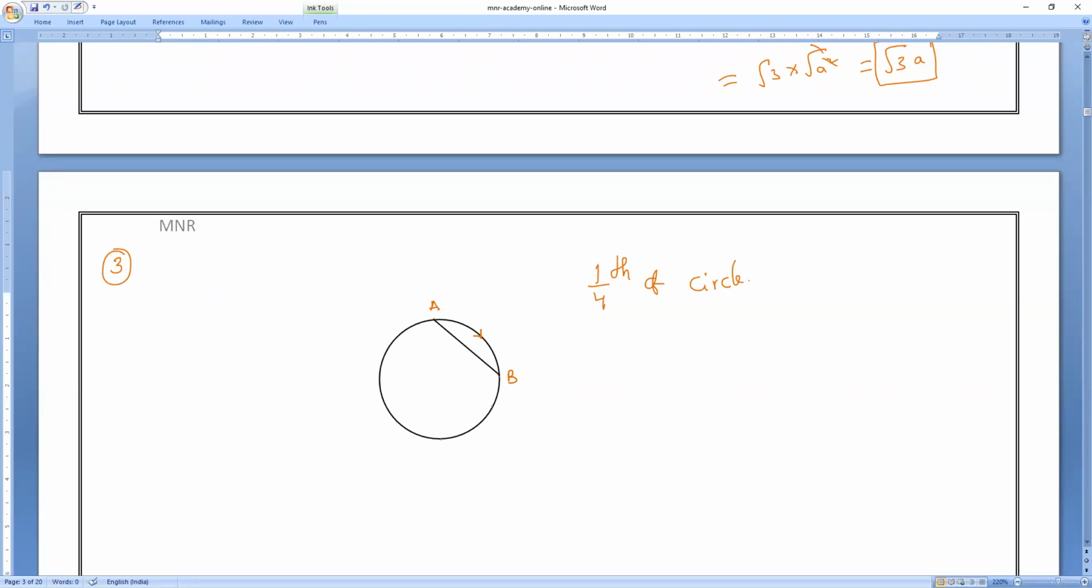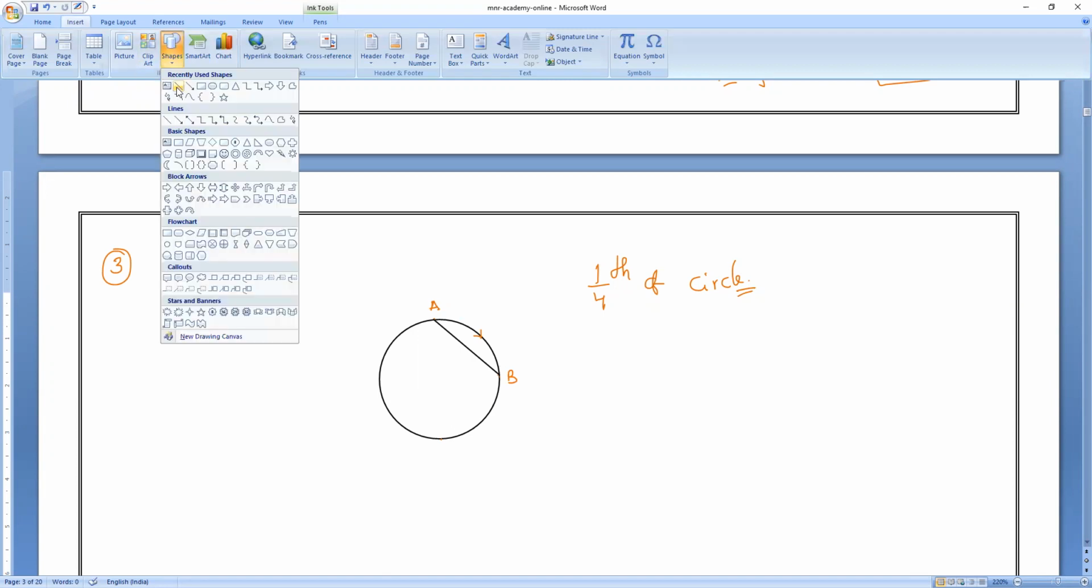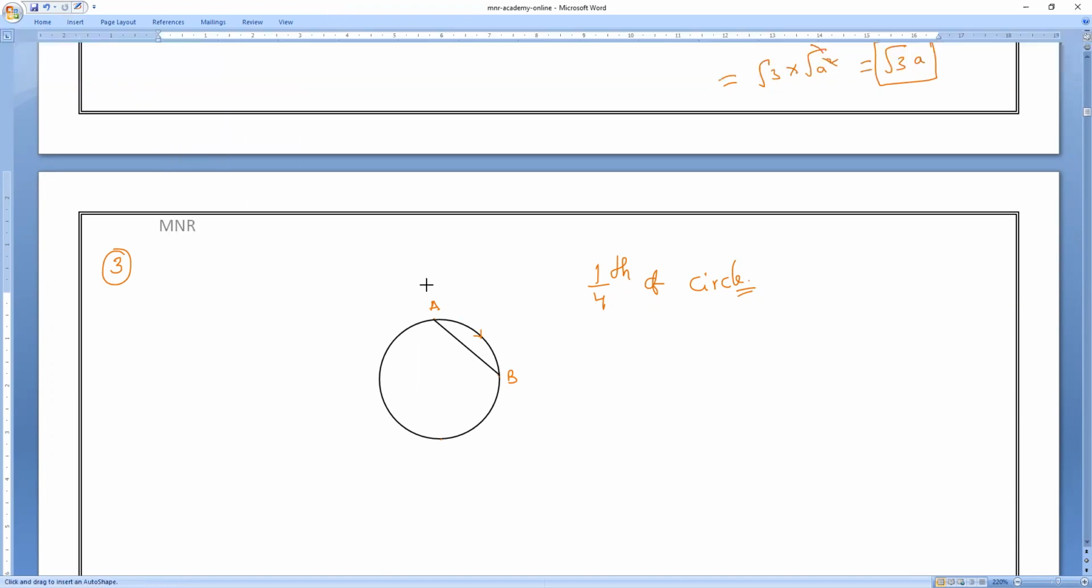I want to find the displacement. Can you tell me? I have traveled only 1/4 of the circle, so I want to find the displacement. How to find displacement? Anybody? Length of the chord, sir. Yes. So how to find the length of the chord? Displacement is the length of the chord. That is the same thing.